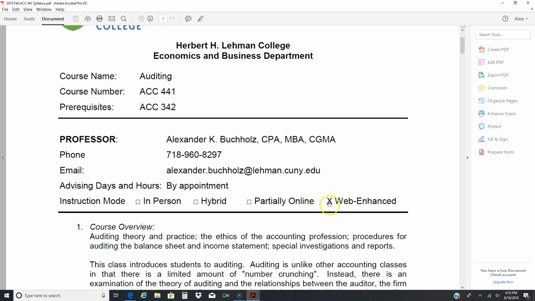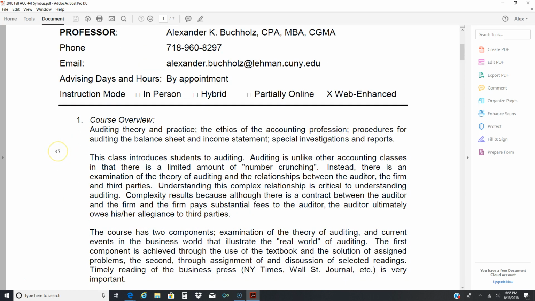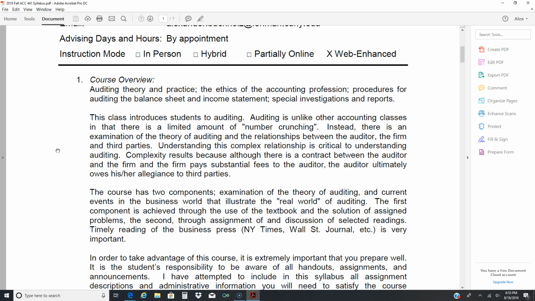Our instruction mode for this course is Web Enhanced Fully Online. As a course overview: auditing theory and practice, the ethics of the accounting profession, procedures for auditing the balance sheet and income statement, special investigations, and reports. This class introduces students to auditing. Auditing is unlike other accounting classes in that there is a limited amount of number crunching. Instead, this is an examination of the theory of auditing and the relationships between the auditor, the firm, and third parties. Understanding this complex relationship is critical to understanding auditing.